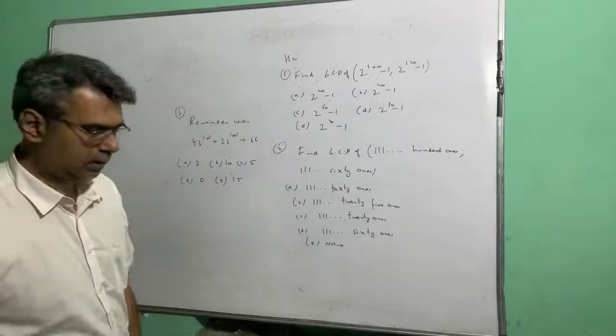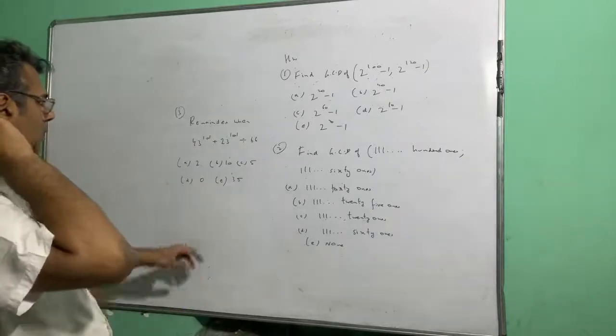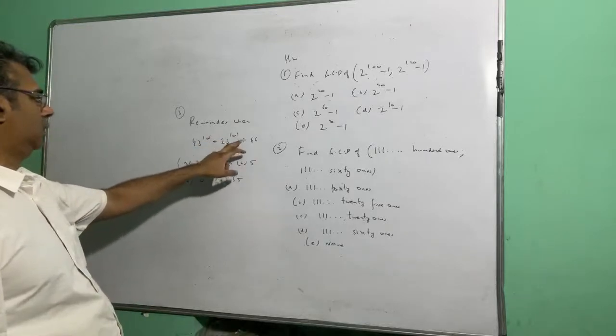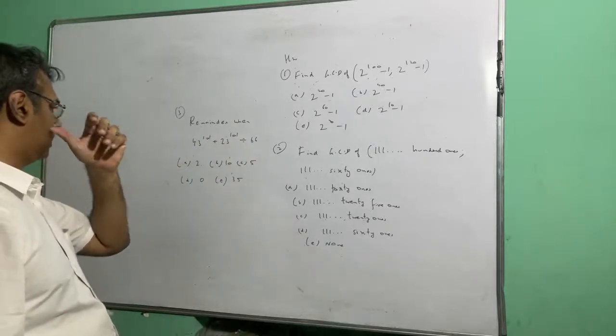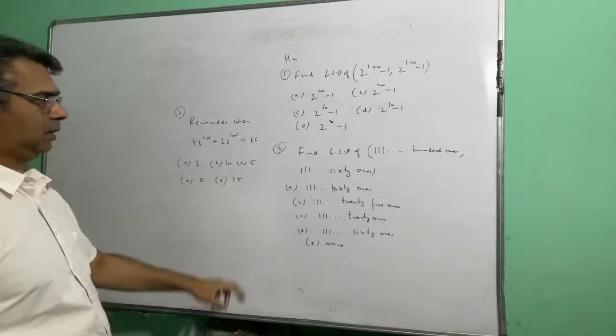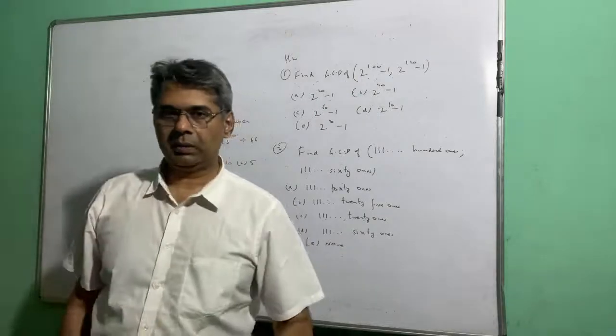Okay, question number 3. What is the remainder when 43 to the power 101 plus 23 to the power 101 is divided by 66? Options are 2, 10, 5, 0 and 35. Okay, and there's one more question.